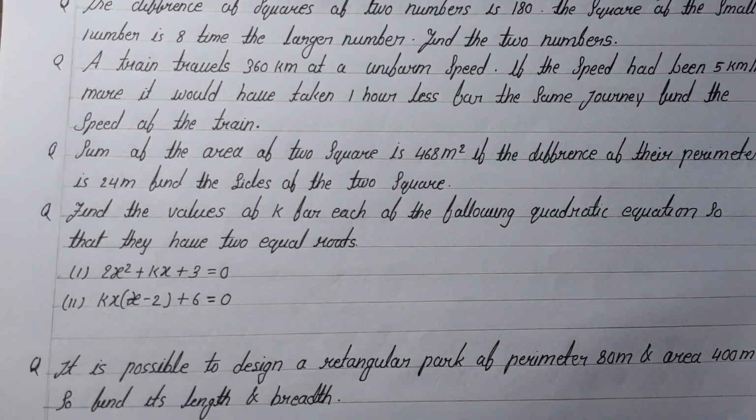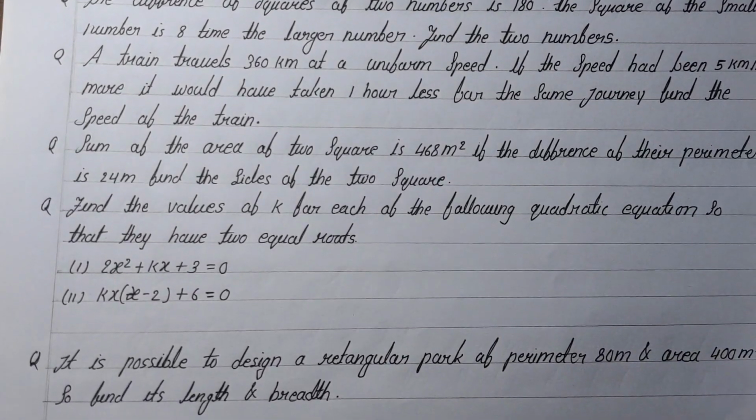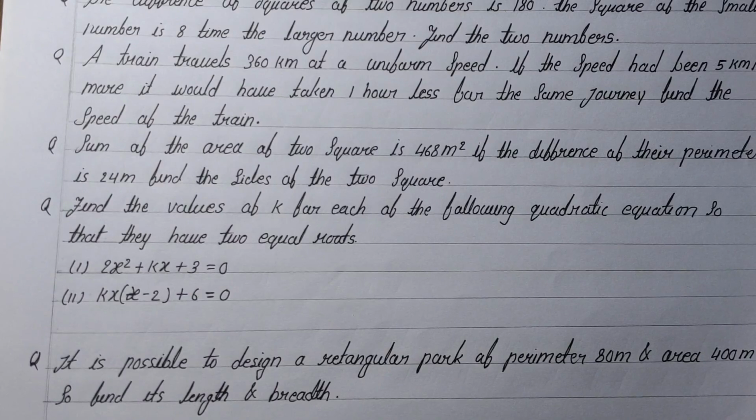Next, the sum of the areas of two squares is 468 meter square. If the difference of their perimeters is 24 meter, find the sides of the two squares.